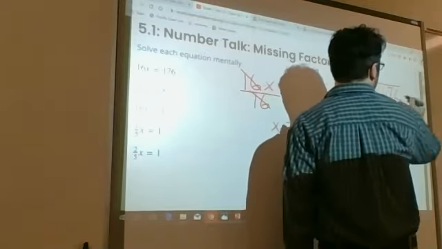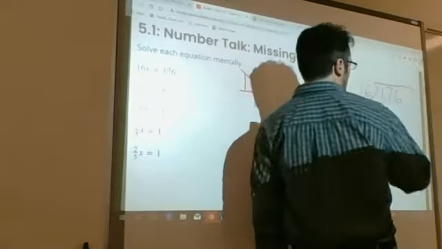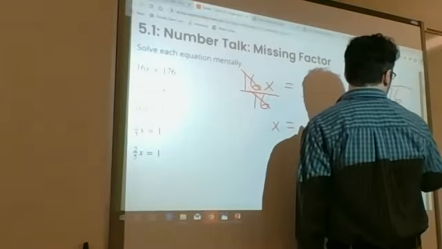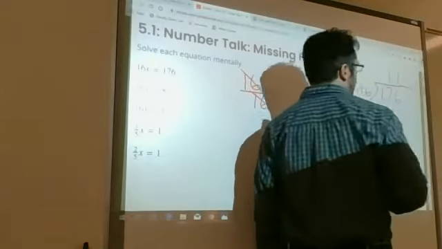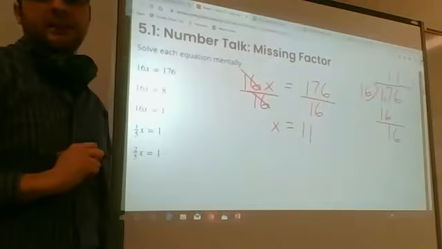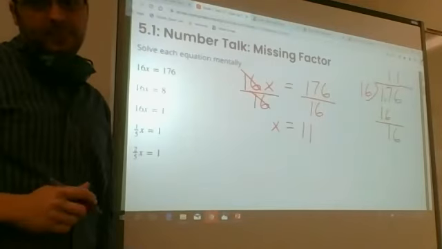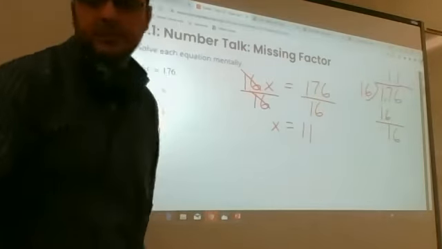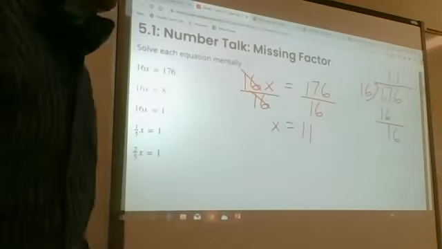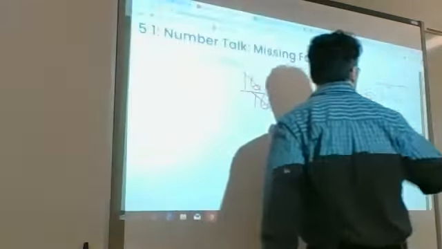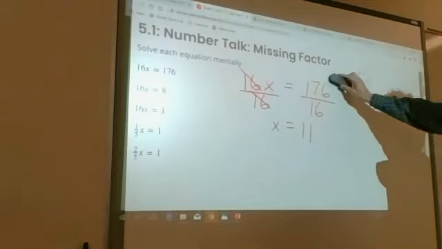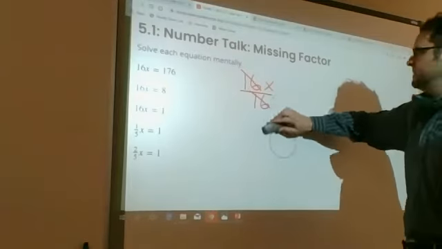So how many times does 16 go into 17? 1. 1 times 16. And then we bring that down. And then 16 goes into 16 one time. So x equals 11. So that's the long way. Got a question on Zoom real quick. That's the long way. But the short way, the mental way, it asks you to solve them mentally. So let's see if we can find the mental shortcuts for these.